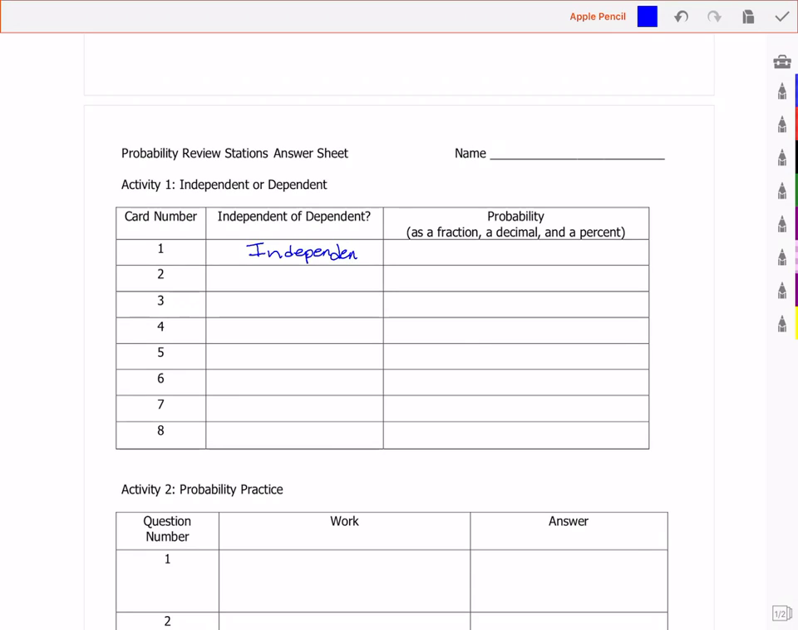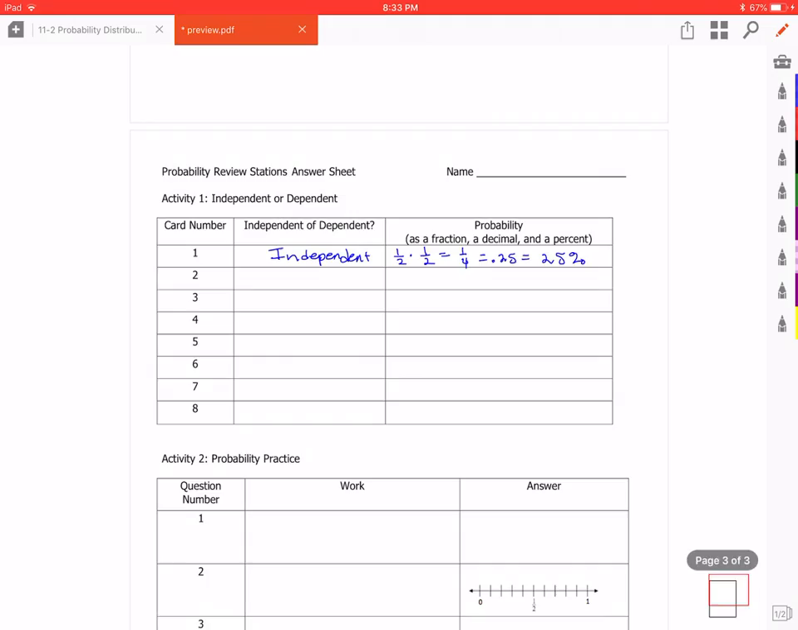Let's finish spelling that. D-E-N-T. Okay. So we've got a 1 in 2 chance that the first time it lands on heads, and then we flip it again, and we've got a 1 in 2 chance that it lands on tails. So we've got 1/4, which is 0.25 and 25%. Okay, so that's how you're going to fill in this first one.